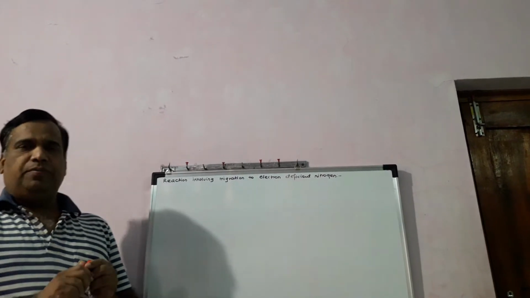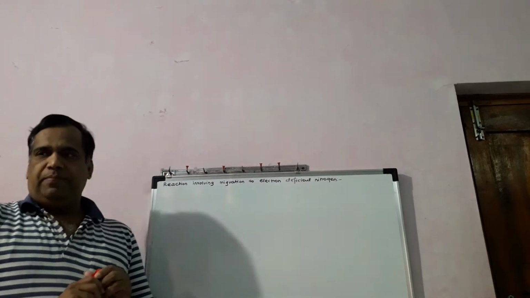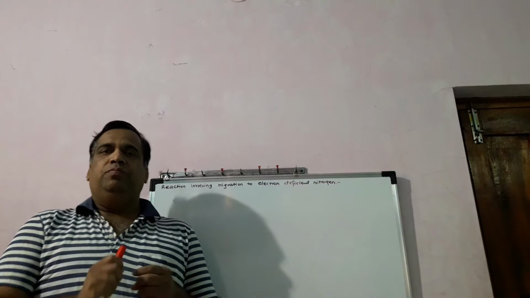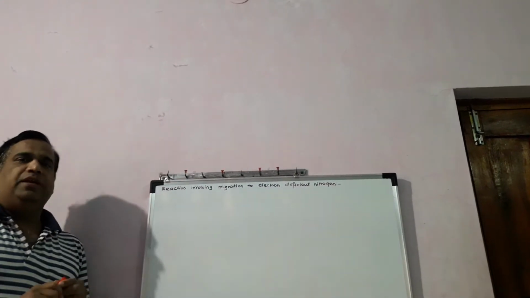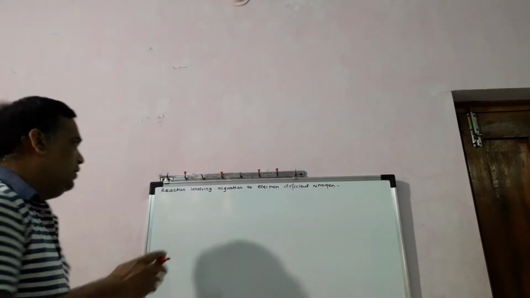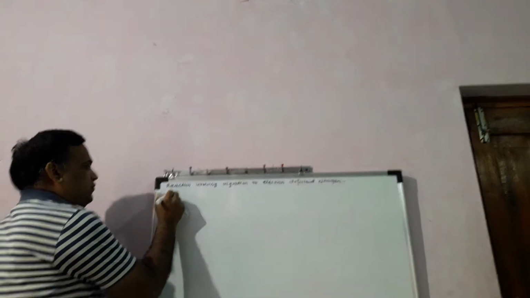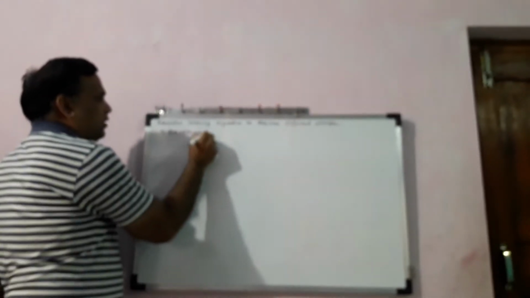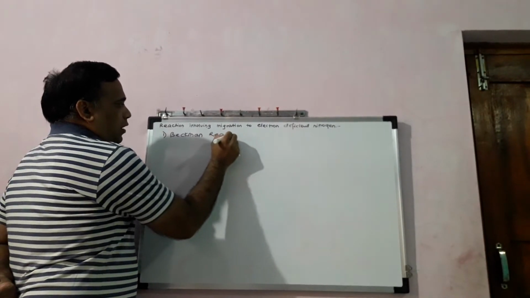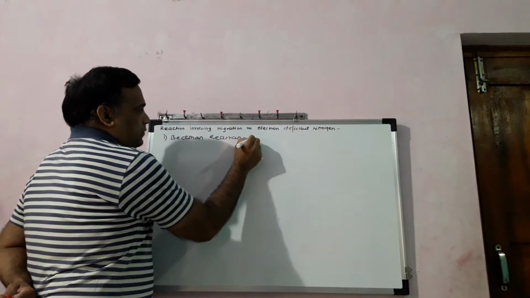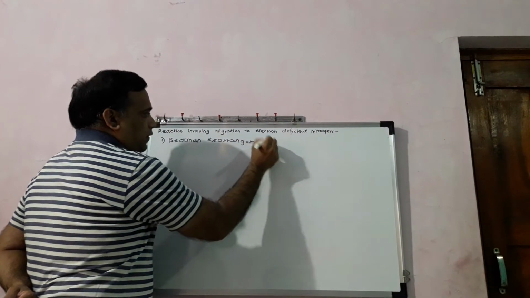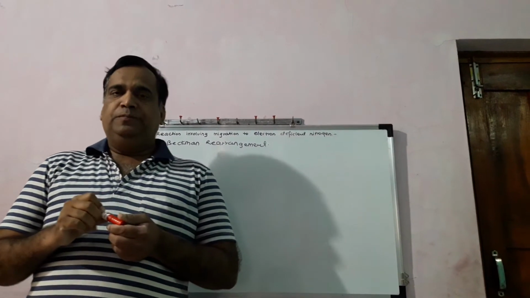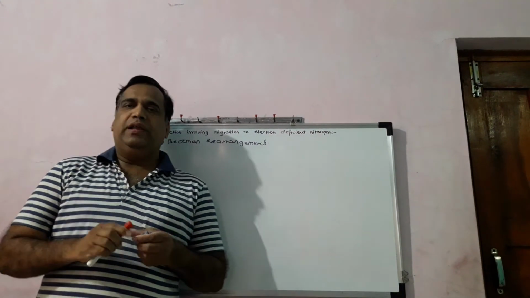There are different types of reactions in which an electron deficient nitrogen atom is generated by the loss of a leaving group. For example, the first is the Beckmann rearrangement. So today, first of all, we are going to understand what is meant by Beckmann rearrangement.